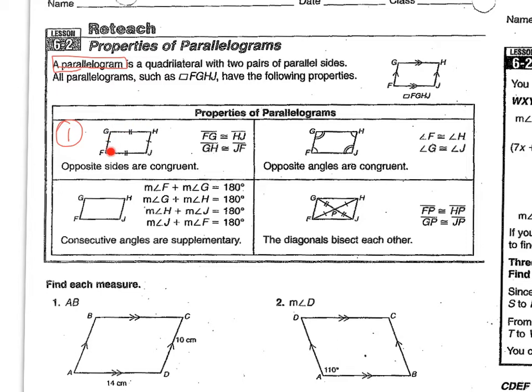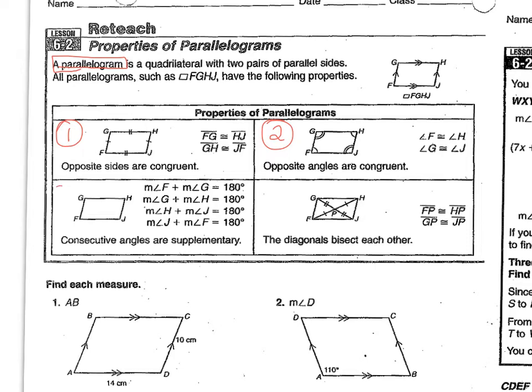So if a quadrilateral is a parallelogram, you can say that it's a parallelogram because there's opposite sides like FG and HJ, those 2 are congruent. And the other pair of opposite sides that is congruent is GH and FJ. So if you have both pairs of opposite sides congruent, then that would be a parallelogram. Second property. The second property says if you have opposite angles congruent, then the quadrilateral would be a parallelogram.